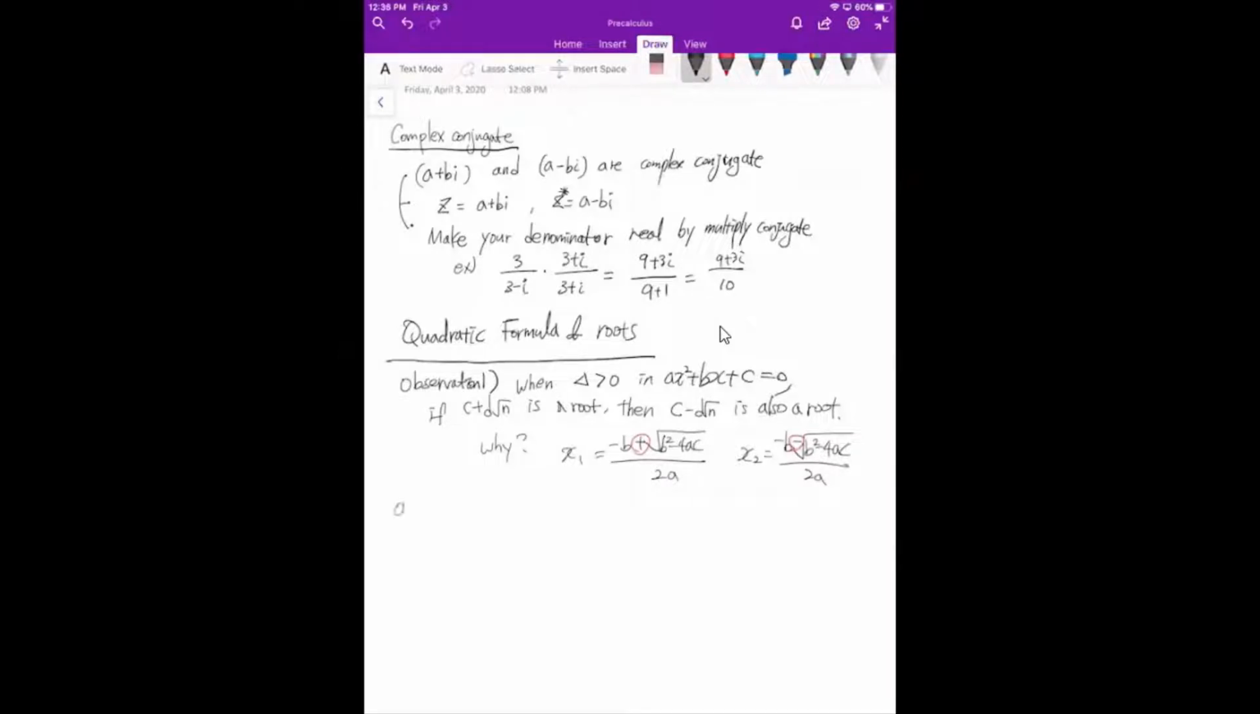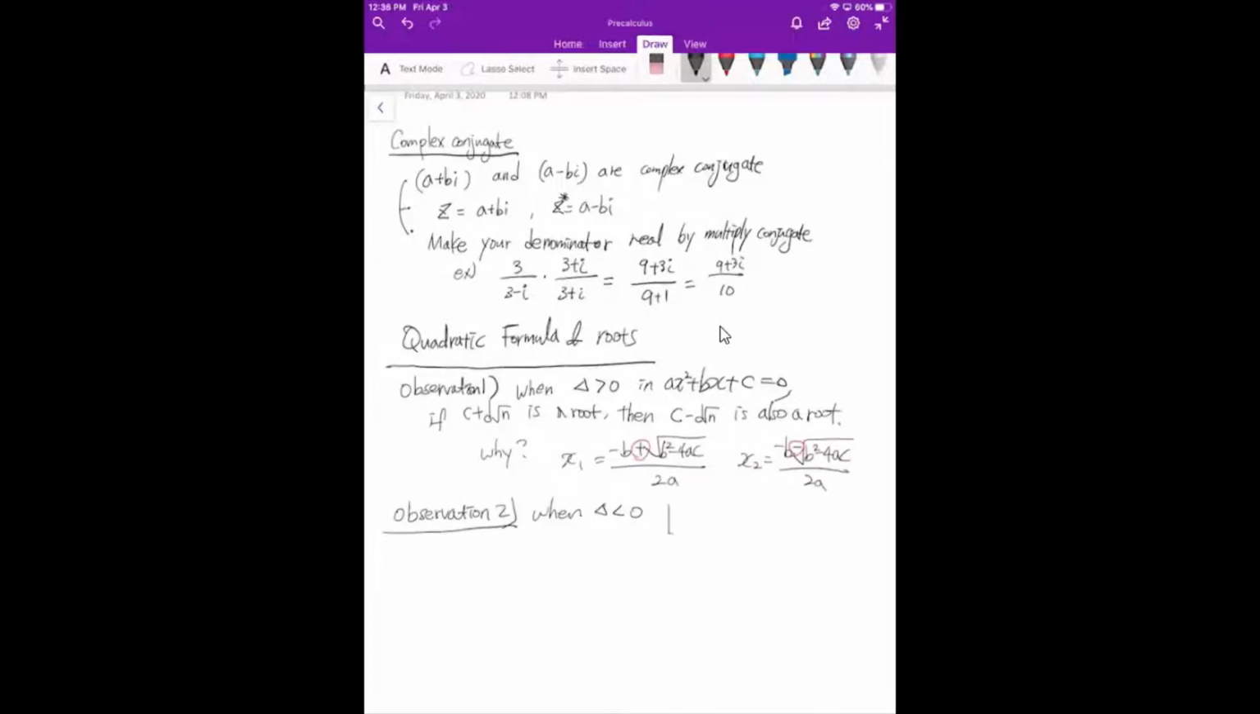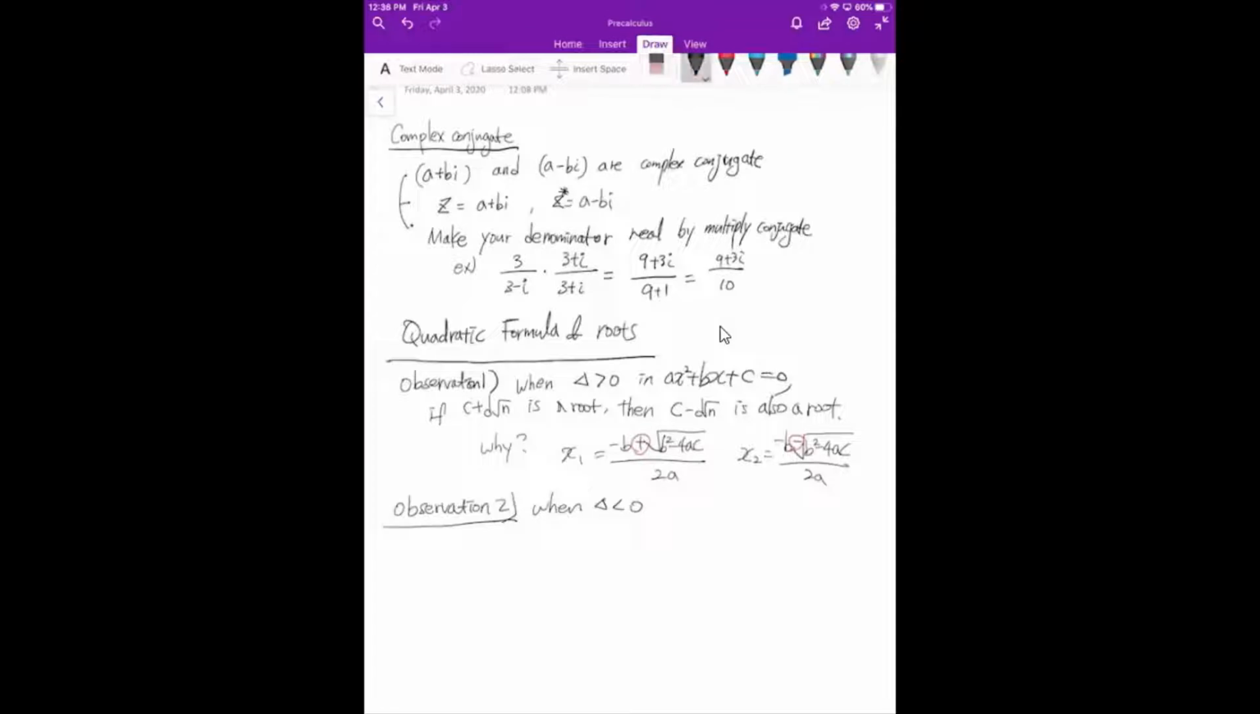This is an observation you may already have made in middle school or even 9th or 10th grade. What we're going to do is take it a little bit further and make a second observation. What's going to happen when delta is less than 0? Do we have real roots here? What's going to happen with the solutions of the quadratic equation? What happens if your delta, which is b squared minus 4ac, is less than 0? Vicky, what happens? Can you say undefined? Undefined in the real number system. So the answers are not real numbers, they are complex numbers.